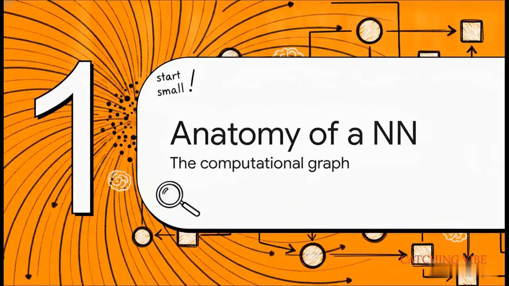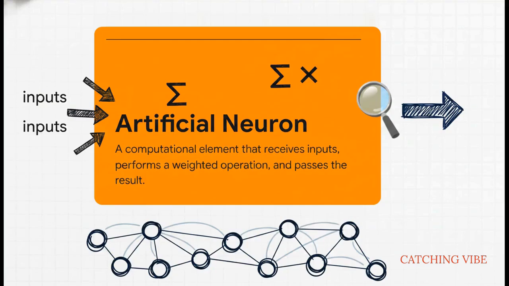Section 1. Anatomy of a neural network. Okay, so to understand the massive, highly complex behaviors of AI, we really have to start small, very small. We need to look at the computational graph itself, and the absolute foundation of it all is the artificial neuron. It's very loosely based on how we think the human brain works, but an artificial neuron is really just a simple computational element. It receives inputs, performs a mathematical operation on them, and then passes the result forward. By chaining millions of these software neurons together into hidden layers, they send messages to one another, essentially building up a complex network that is capable of learning incredibly intricate patterns.